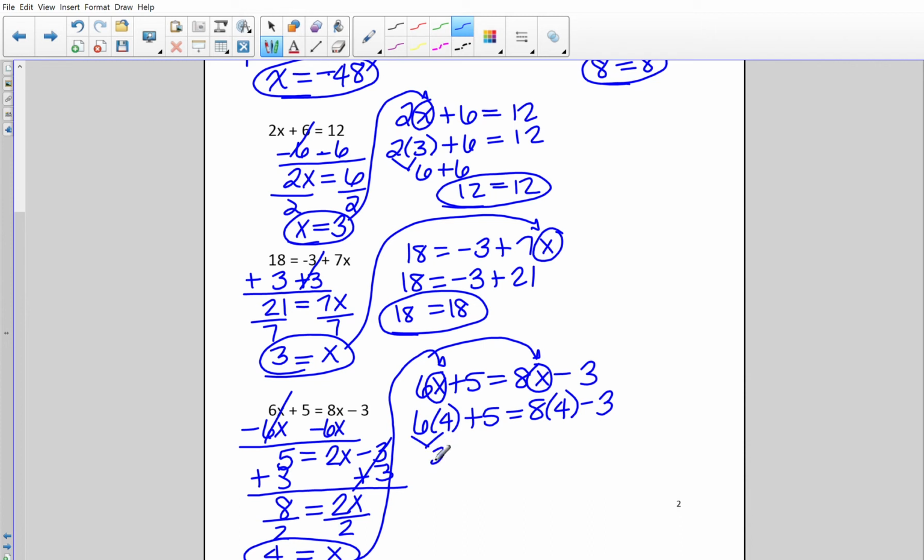So this is 24 plus 5, which is 29. And over here, 8 times 4 is 32, minus 3, which is also 29. So it does check out for us again.